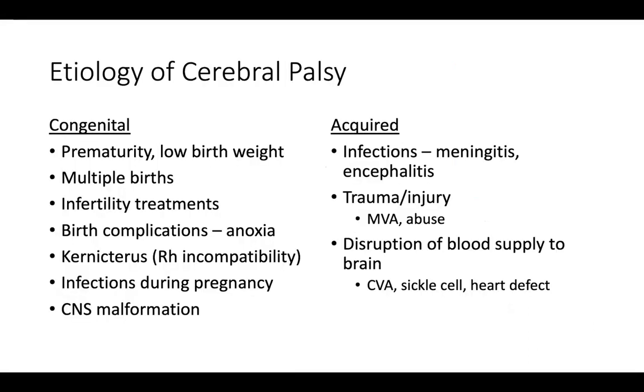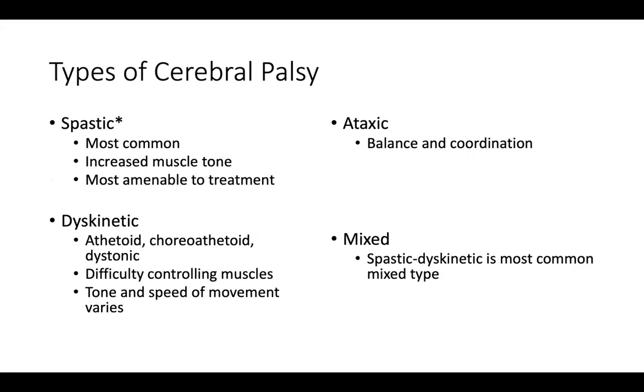There are two groups of causes for CP. Congenital is the most common. It makes up 85 to 90% of cases. Sometimes the exact cause isn't known, but there are multiple different causes, as you can see there. Acquired cases happen when the insult occurs after 28 days of life, but still within the first few years of life. Those are typically attributed to infections and head injury, but those are much less common than congenital causes.